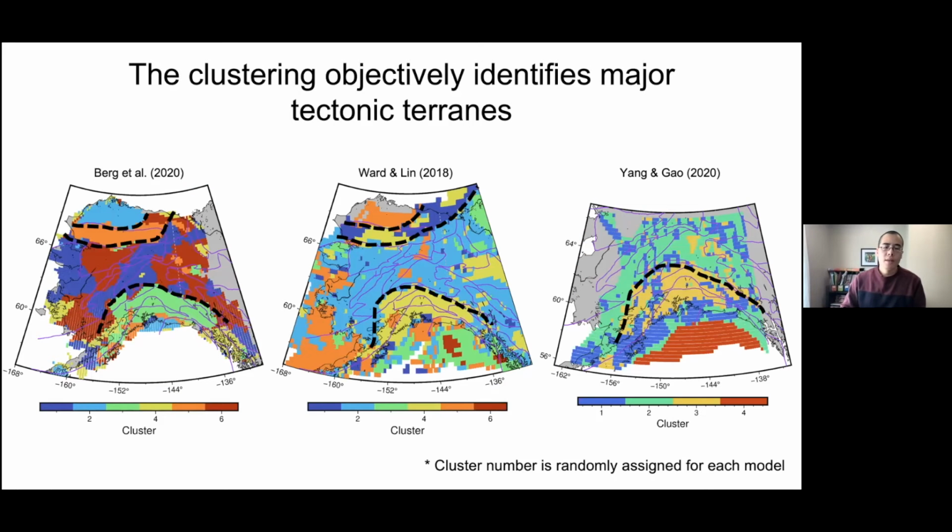This clustering result, with consistent patterns across all models, indicates that we do see control of velocity structure from tectonic terrains.